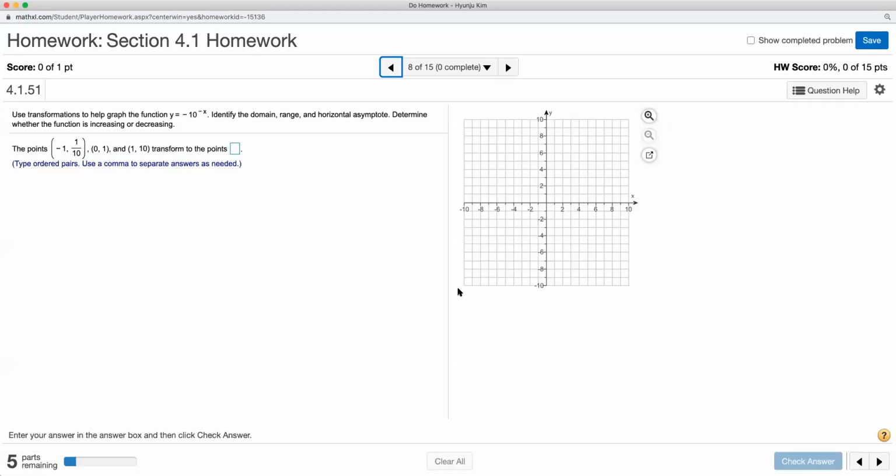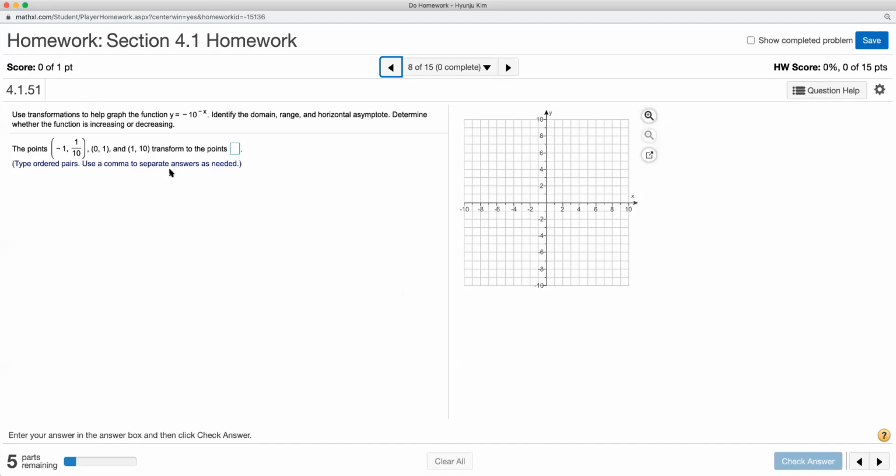All right, let's take a look at the online homework 4.1, number 8. Okay, so here's a question. Use transformations to help graph the function y = -10^(-x). Identify the domain, range, and horizontal asymptote. Determine whether the function is increasing or decreasing.